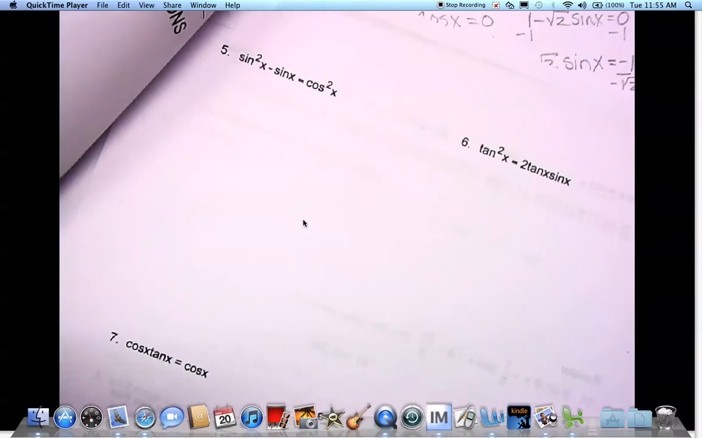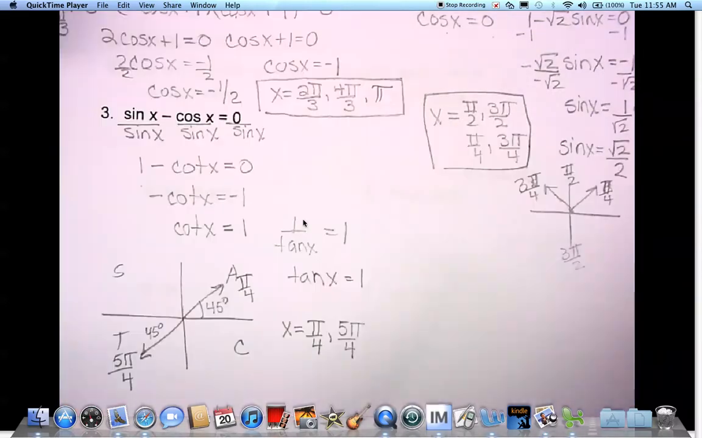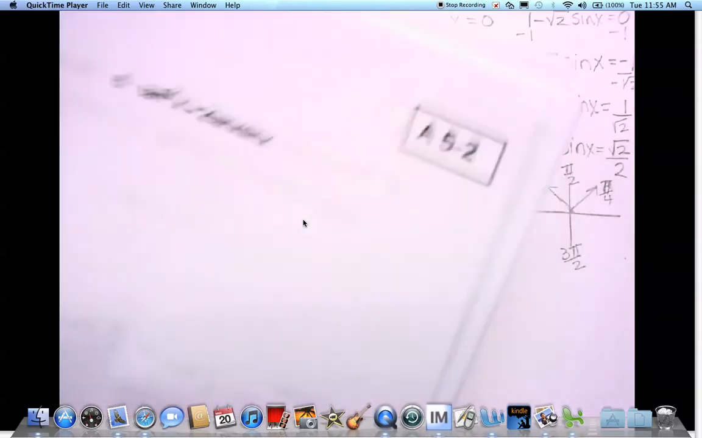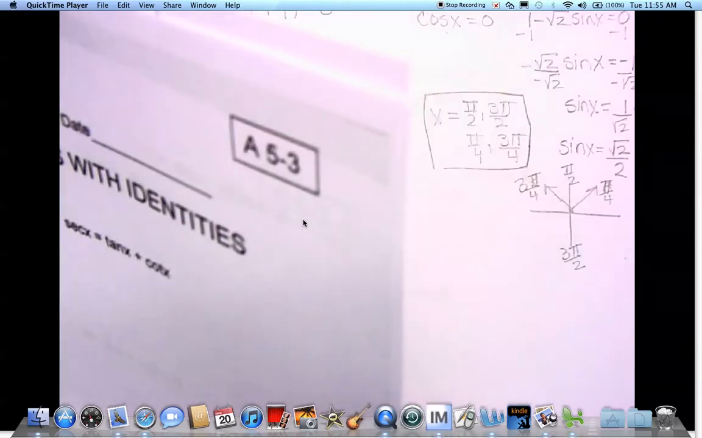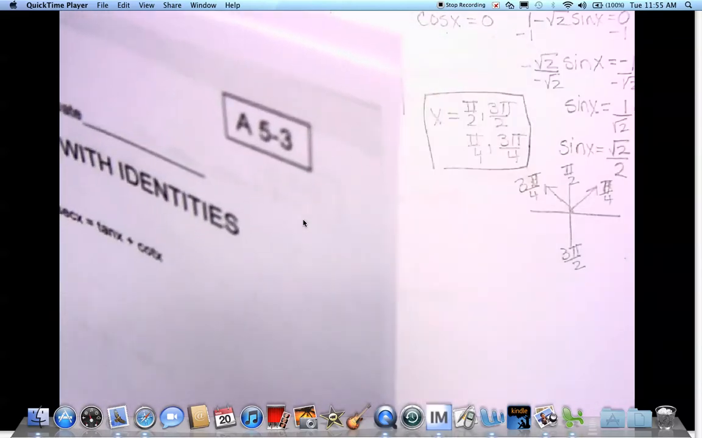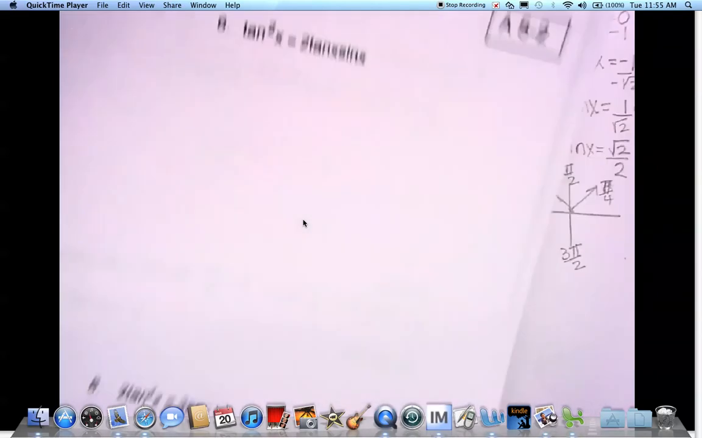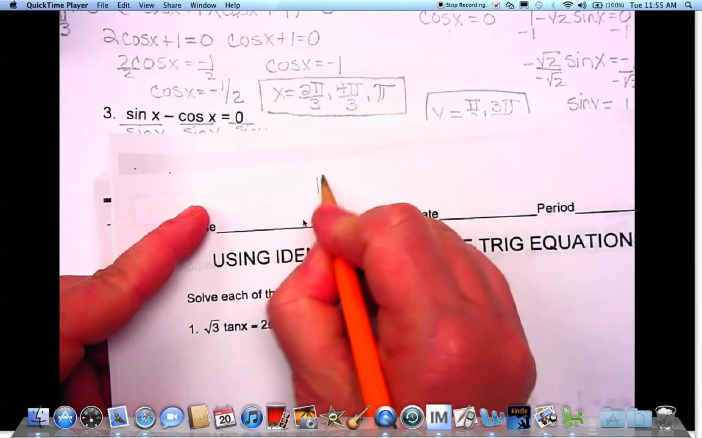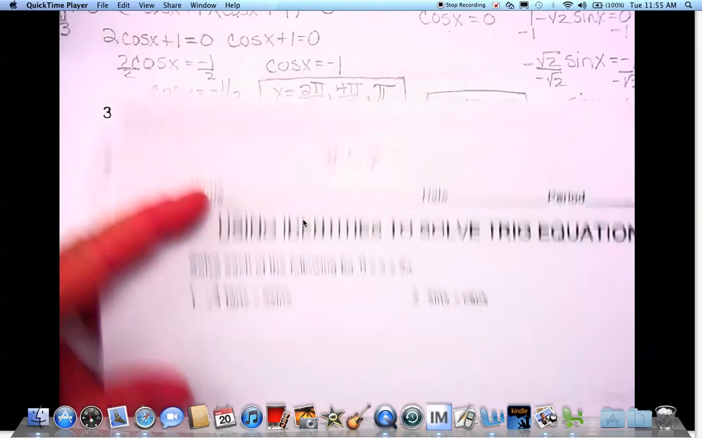Okay, if you haven't finished 5-1, do that first. And then you can work on 5-2. Let's do the odds, except for 1, 3, and 7. Actually, let me see. We're gonna do 1 through 8, because we have tomorrow too. 1 through 8, odds.